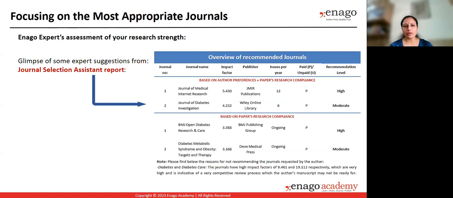Let us now have a look into a part of this report where the expert has listed down the final set of 4 journals for this paper. As you can see, Journal of Medical Internet Research and Journal of Diabetes Investigation are placed in the first section, which is based on authors' preferences that were prioritized by the expert, as well as the paper's research compliance. We can also look into the number of issues published by each of these journals, 12 indicating that the journal publishes each month and has a fast publication time.